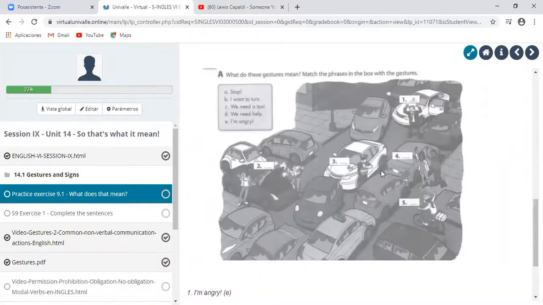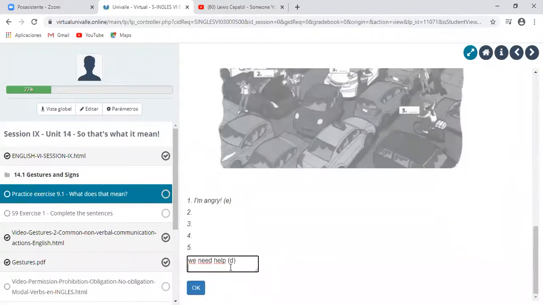Number three, the image of the police, what gesture does it refer to? Letter B. Sorry? It's A. Letter A, for stop. Okay, stop. Stop for letter A. Perfect.